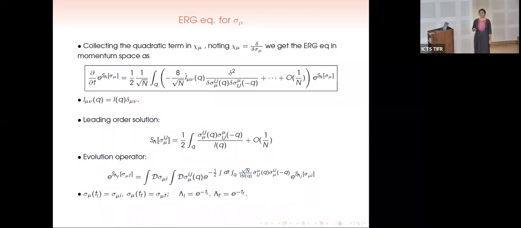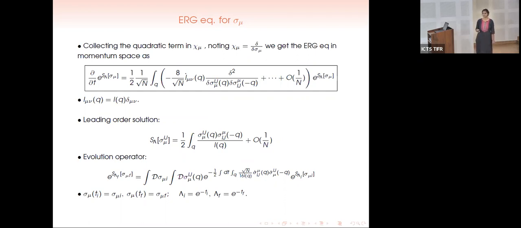We need the evolution operator, which is given by this expression, which, if you can see, is the same as what was in the scalar case, but now we have mu indices and ij indices. These are like, you can say, d number of scalars.